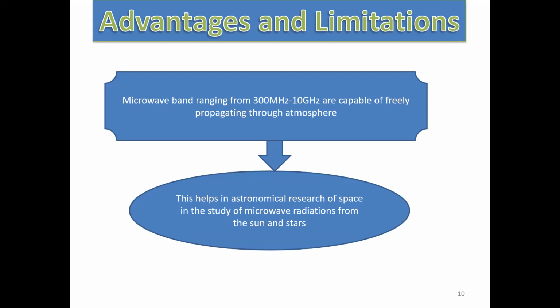Okay, so try to remember the range at which it is capable of propagating through the atmosphere. The range is 300 megahertz to 10 gigahertz. That is the range up to which microwaves can propagate through the atmosphere. What is the advantage of this? That's why microwaves are used in astronomical research to detect the radiation from the sun and stars.